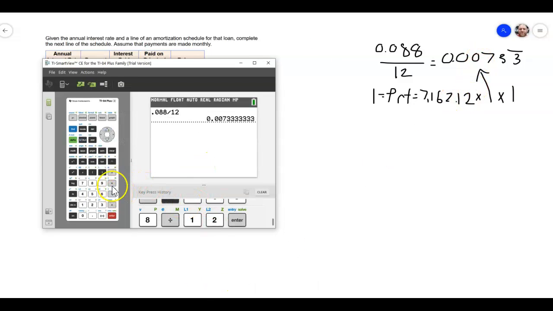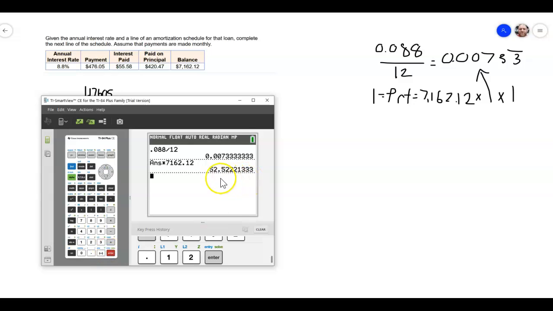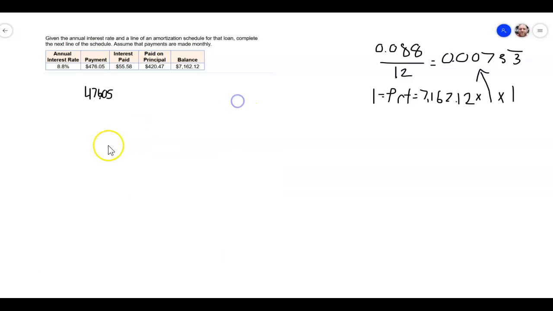So I'm going to go up here, and if I just hit the times key, it'll use my last answer, so I don't have to type that whole thing again. And I'm just going to multiply it times the new balance there, 7162.12. So this will be the amount of interest I'm paying this next month, which is $52.52. My new interest is $52.52, which makes sense because it should be just a little bit less than the interest I paid the month before.